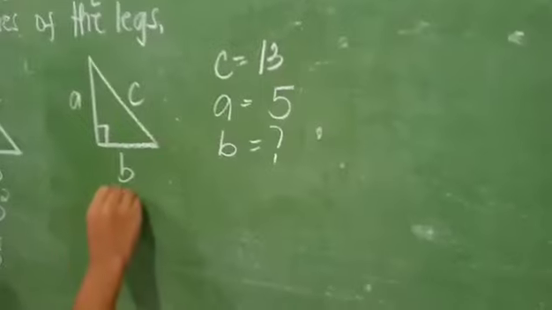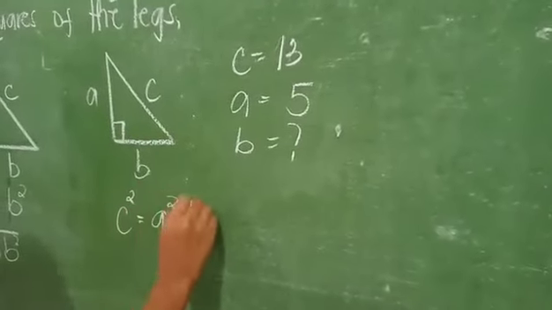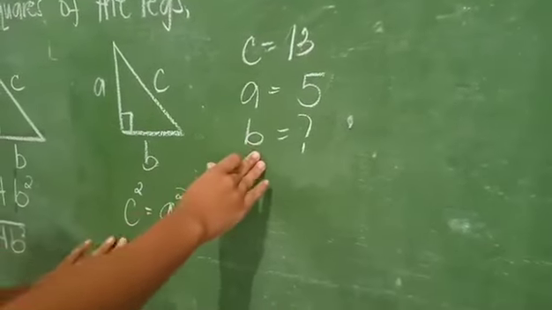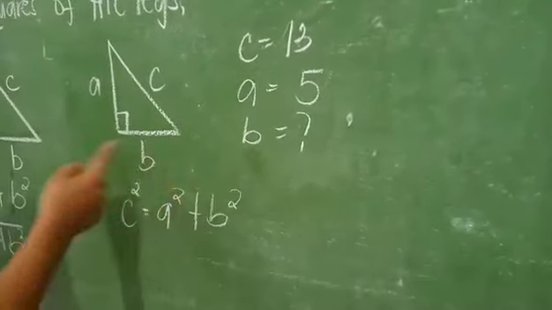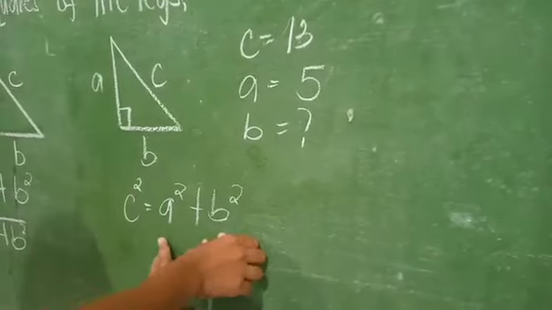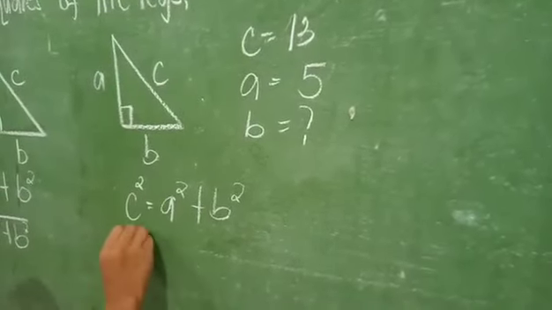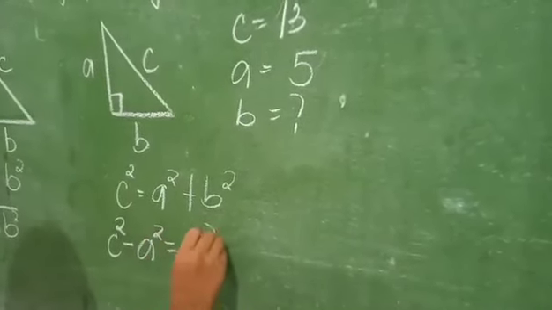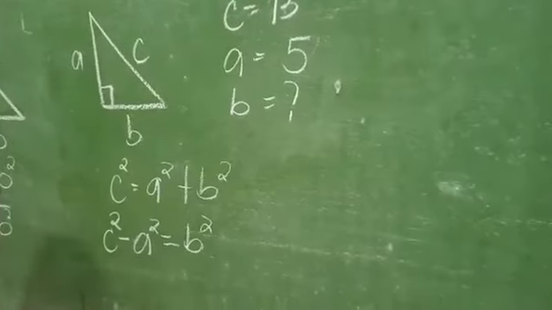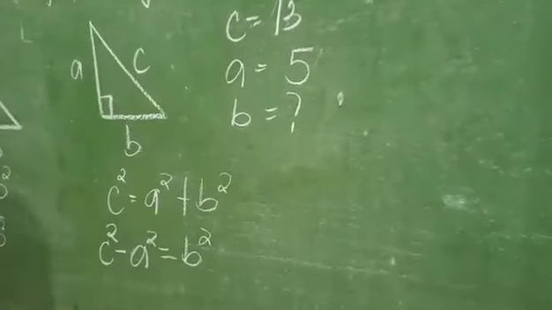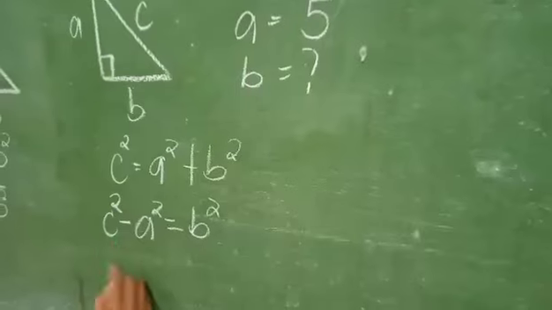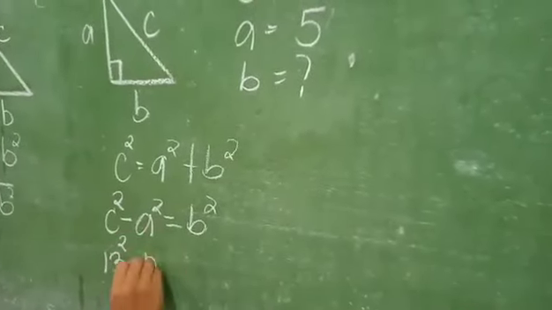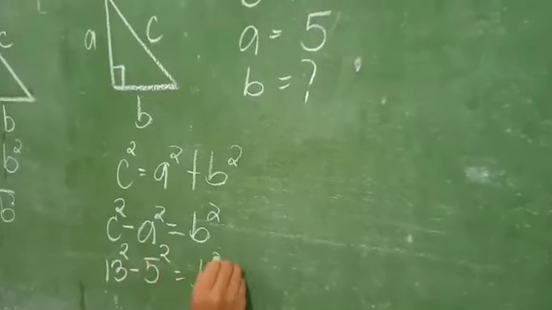Using the formula, C squared is equal to A squared plus B squared. Missing is B. So the only thing that we will do is to transpose A squared so that B squared will remain on this side. C squared minus A squared is equal to B squared. The next thing that we will do is to substitute the given values. So C is equal to 13. 13 squared minus A, 5 squared, is equal to B squared.